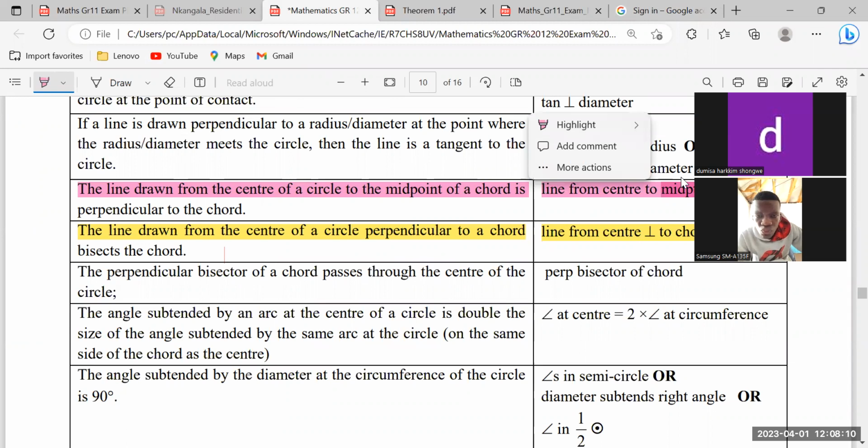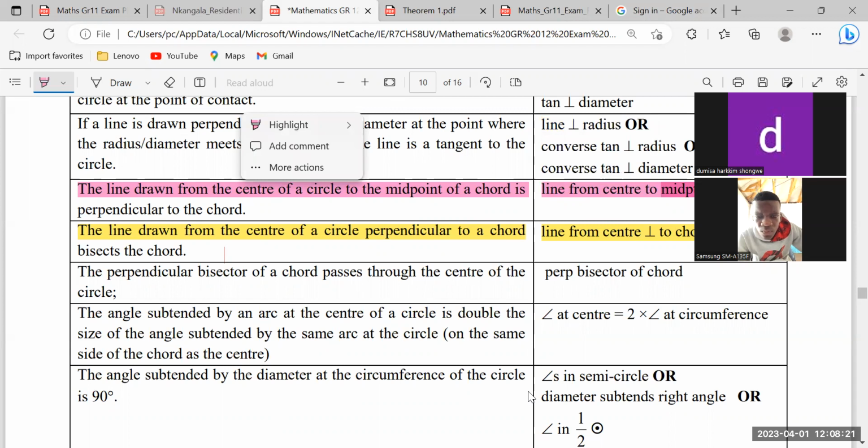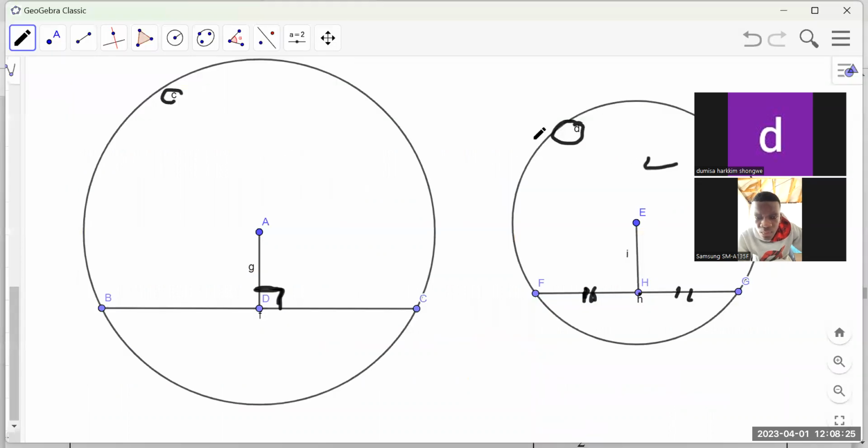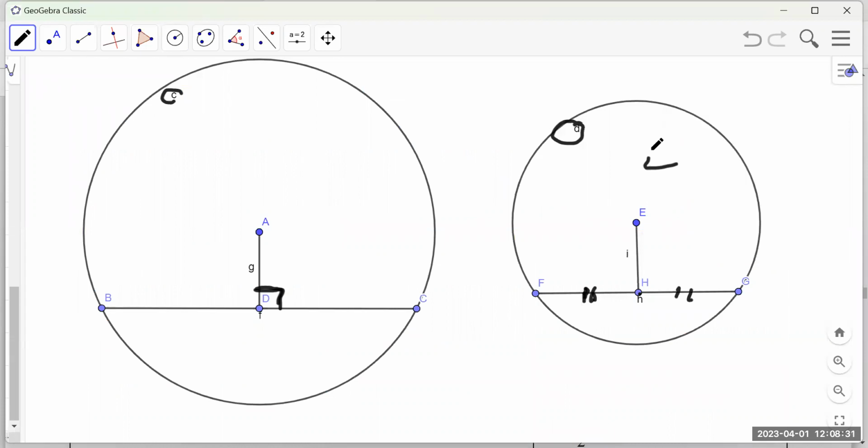Now, what is very important is to be able to take the following statement and then draw a rough sketch of it. So a line from the center of a circle to the midpoint of a chord. Now, how does a rough sketch of that look like? If I were to draw a rough sketch of this, it's going to look something like this.